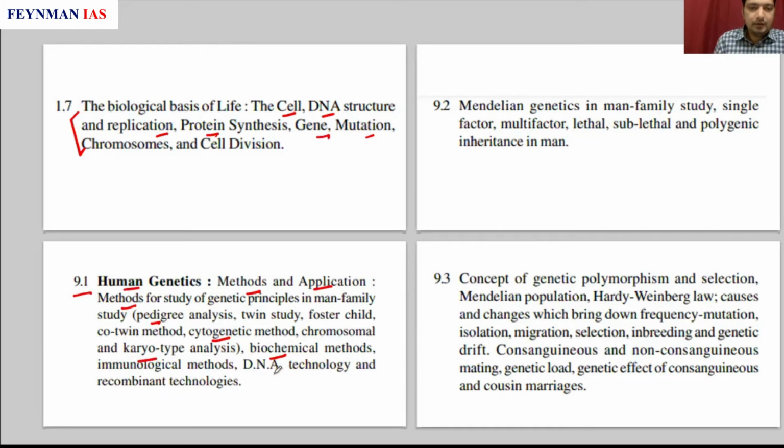Then DNA technology, which is very popular, DNA technology and recombinant DNA technologies. Once you understand what is DNA, once you understand what are genes, how you repair them and how you actually work with them, forming new combinations becomes easy. So that is why 1.7 is a requirement, as I was mentioning to you.